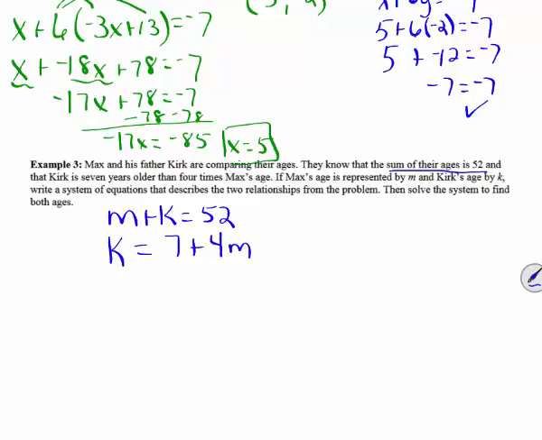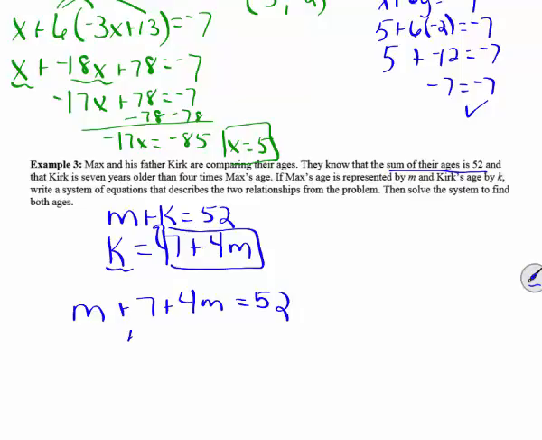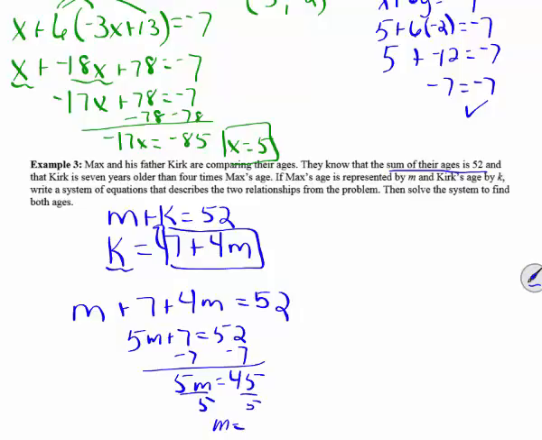Okay, well this one already has K by itself, so I can take this, 7 plus 4M, and put it into the first equation. So I don't even have to get anything by itself, which makes life really nice. So M plus 7 plus 4M equals 52, right? I just took out K, I put in 7 plus 4M. These are going to give me 5M plus 7 equals 52, subtract 7. So 5M is 45, divided by 5. So we know then that Max is 9.